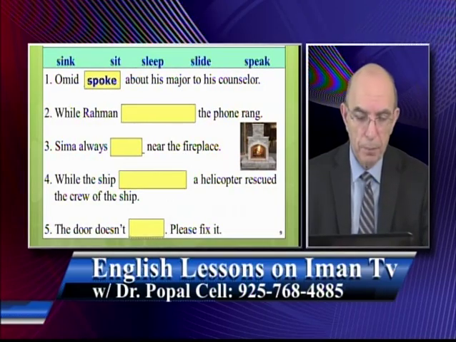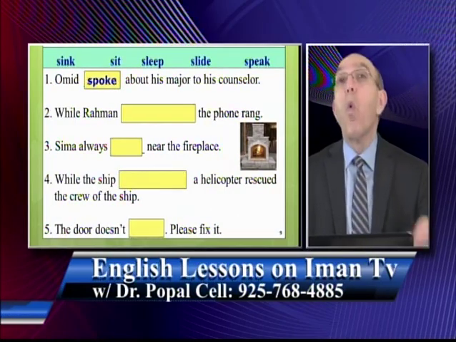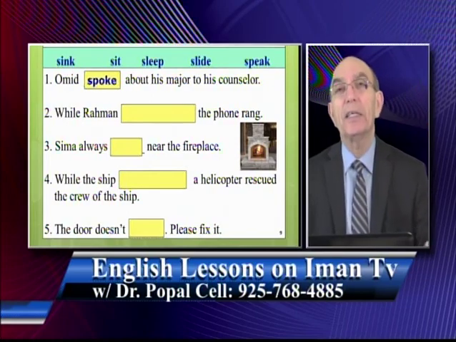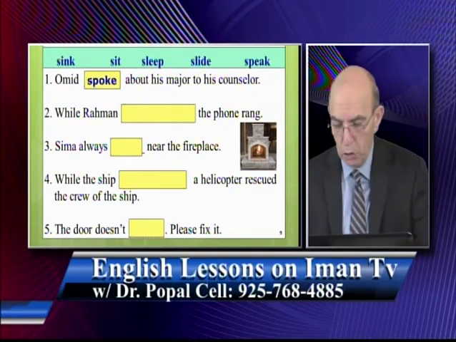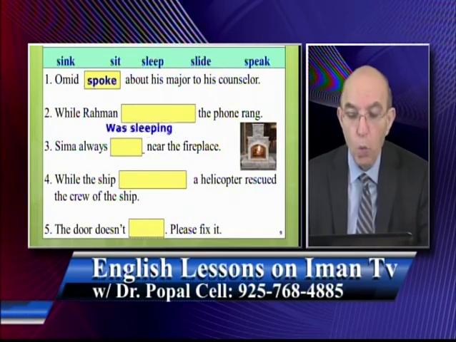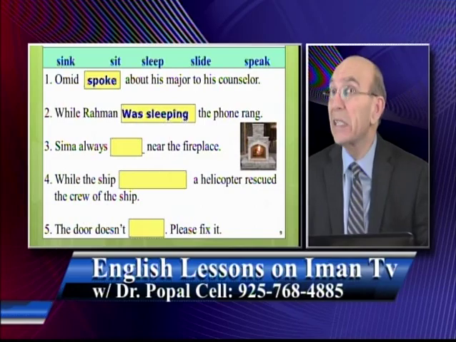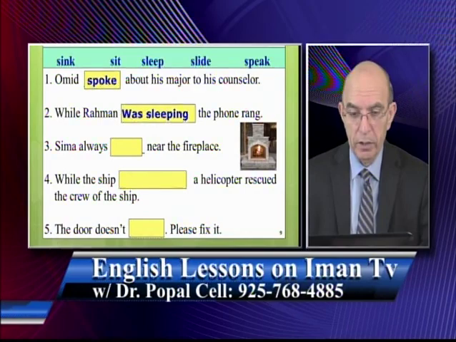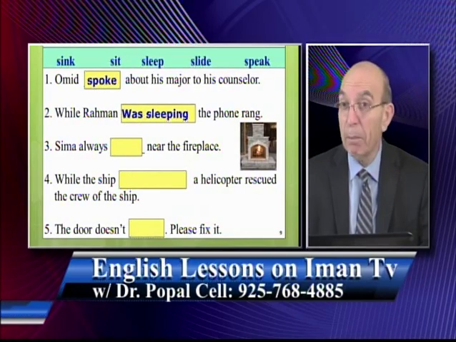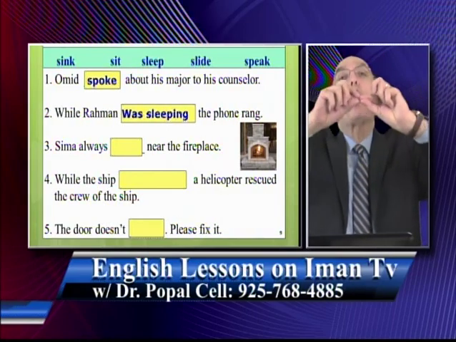Number 2, while Rahman, the phone rang. See, while shows what? You need to use what? Past progressive, a long action in the past. So while Rahman was sleeping, the phone rang. After sleeping, we should have a comma. While Rahman was sleeping, the phone rang. Ring, rang is the past form. Sleep, slept, but because you use while, you have to say he was sleeping.